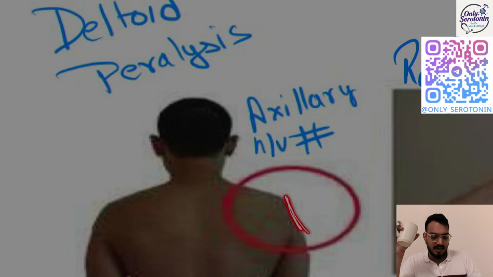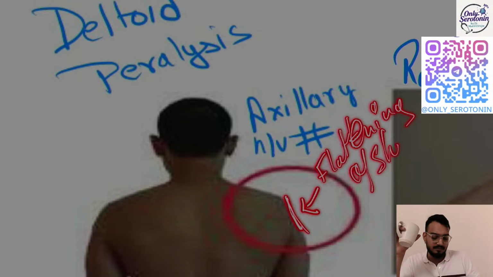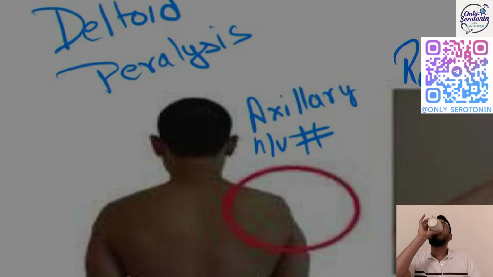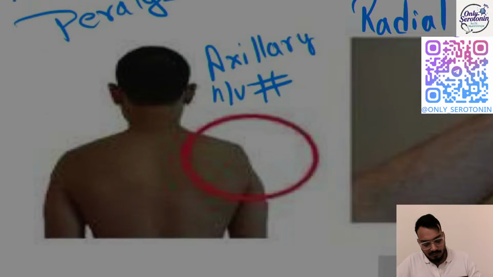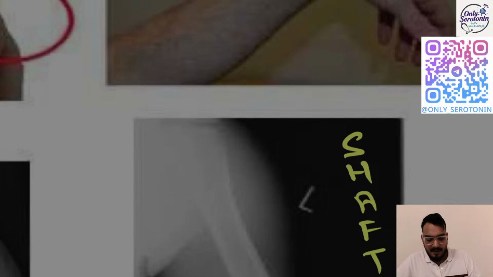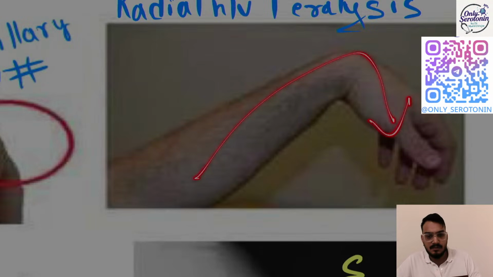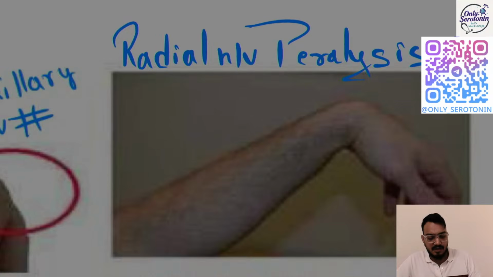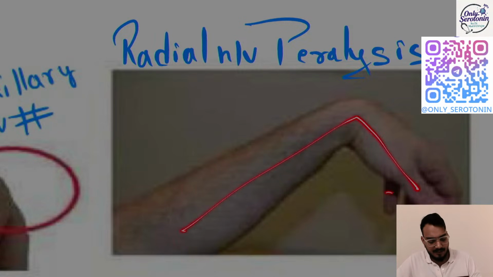And with this deltoid muscle paralysis, one sign you are going to see is known as flattening of the shoulder. Then the second thing is my shaft fracture. So if the shaft of the humerus is fractured, what will happen? Wrist drop. Radial nerve paralysis will lead to a deformity, and this deformity is known as wrist drop.